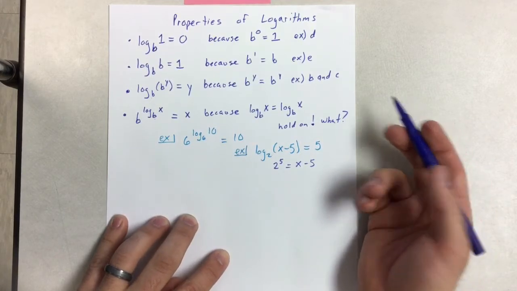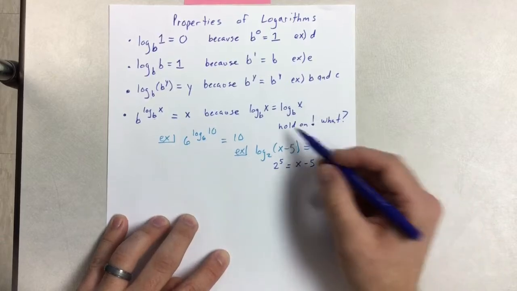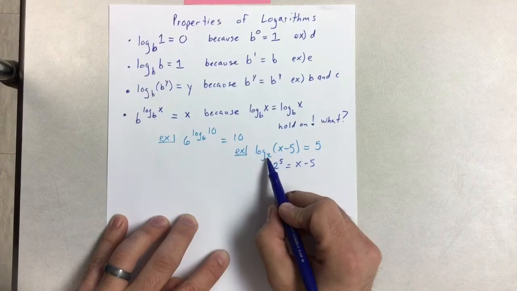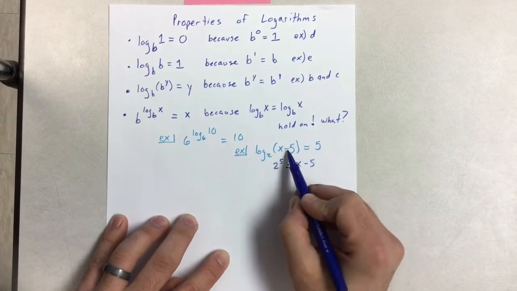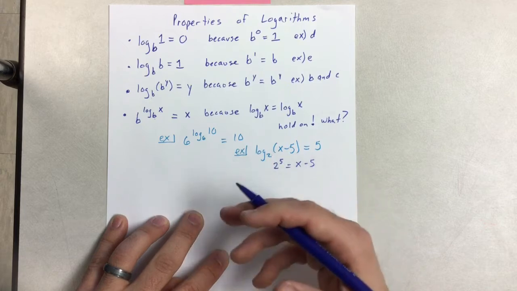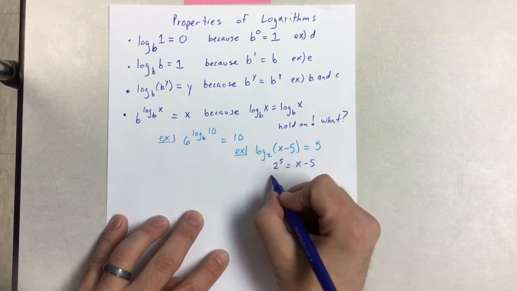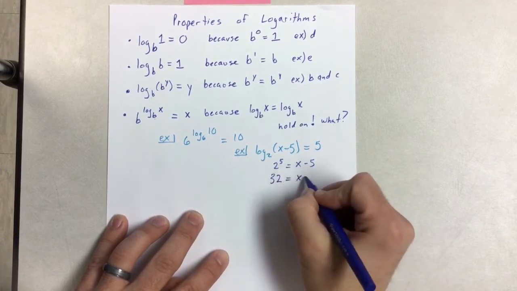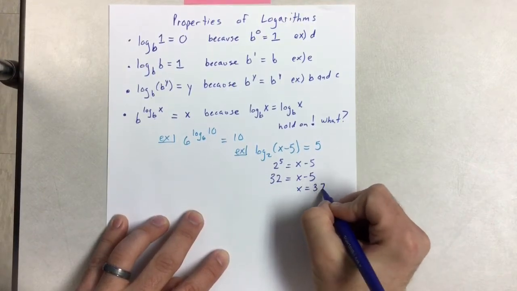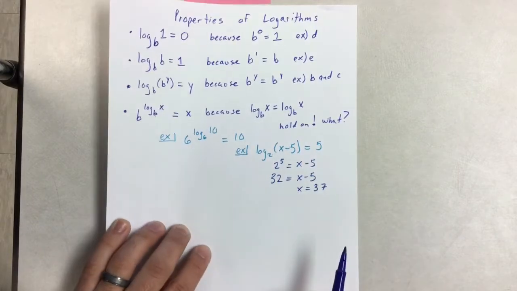Now that I think about it, I was going to go a little more complex route that would probably confuse you more. But yeah, we can take our base to our exponent equal to our number, and 2 to the 5th power, if you don't know this, it is 32. So we find that x will end up equaling 37 from this example.